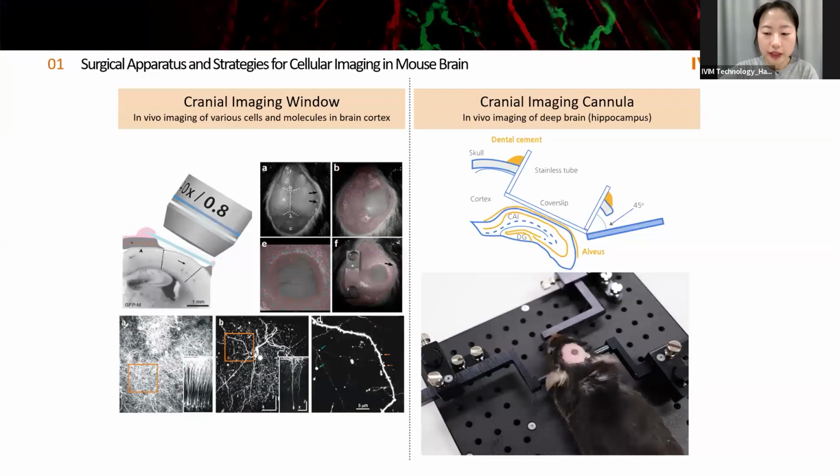In intravital brain imaging fields, researchers generally have two major needs. The first is imaging of superficial regions such as the meninges or cortex, and the second is assessing deeper structures, including areas like the hippocampus. I will explain those two approaches in sequence.